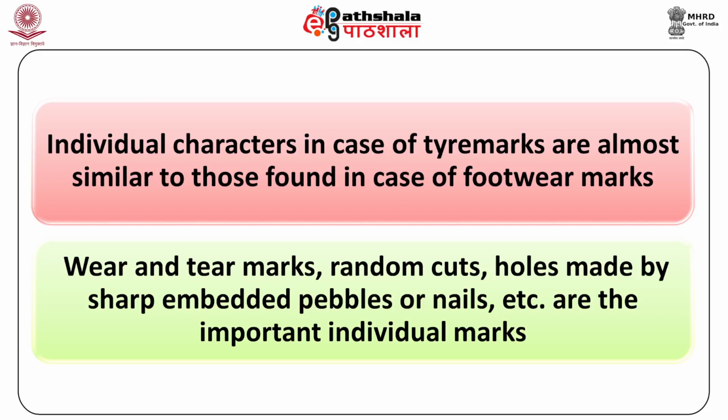Now, the individual characteristics. The characteristics that especially belong to one particular item and are not present in any other are termed as individual characteristics. These include wear and tear marks present on the insole as well as the outside sole of footwear, various features like scratches, cuts, holes, etc. retained by the shoe outsole, any material adhered to the outsole for a long time that includes gum, nails, pins, threads used while stitching, repairing a torn sole, and most importantly the maker's art like any patchwork if the footwear is handmade. Individual characters in case of tire marks are almost similar to those found in case of footwear marks.